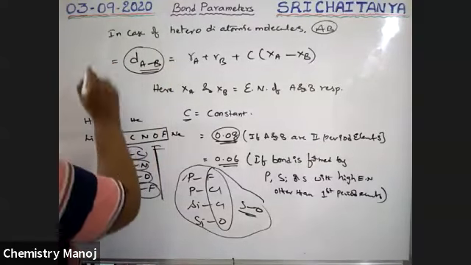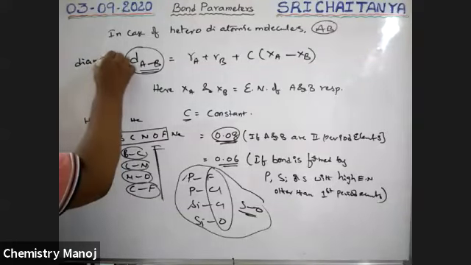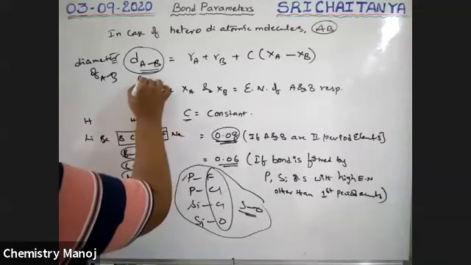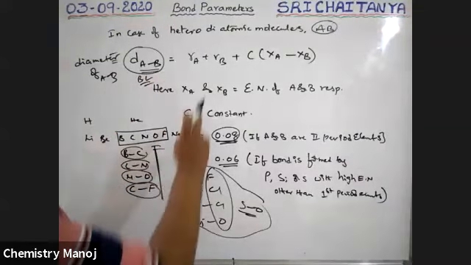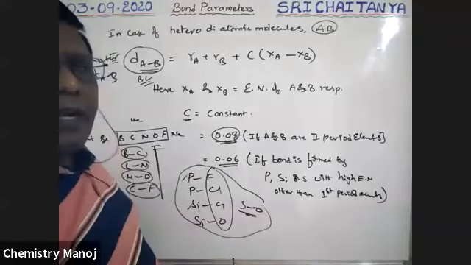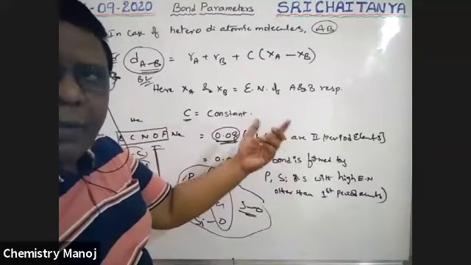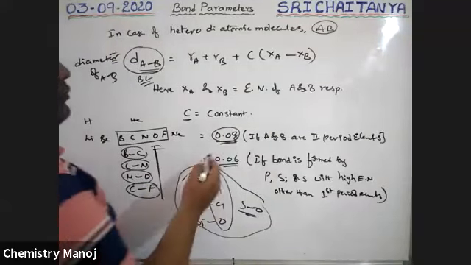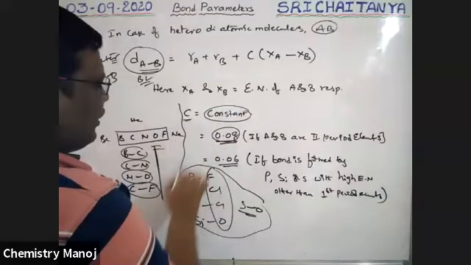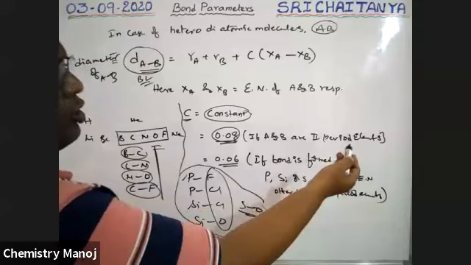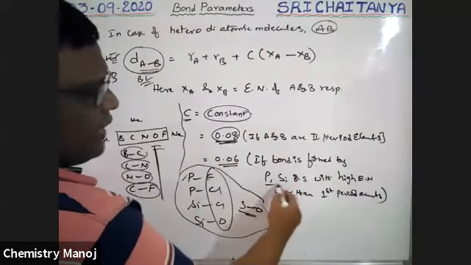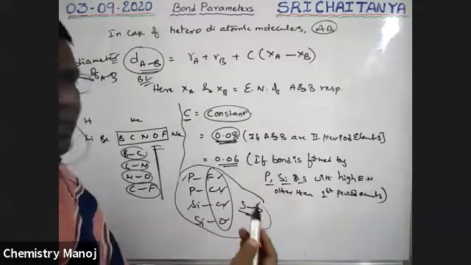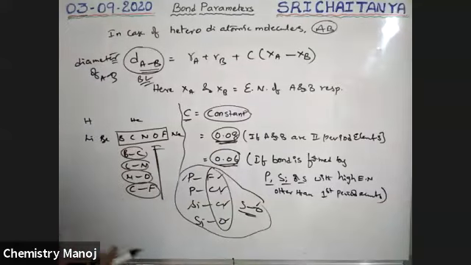So see boys, D means the diameter of the AB molecule, which is nothing but the bond length. Bond length is equal to radius of A plus radius of B plus C into XA minus XB. XA and XB are the electronegativities based on Pauling scale values, boys. Now C is a constant. If second period elements are involved in bond formation, the C value is 0.08. If phosphorus, silicon, sulfur are bonded with highly electronegative elements like oxygen, chlorine, the C value is 0.06.